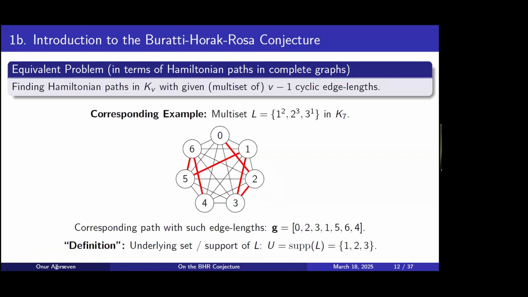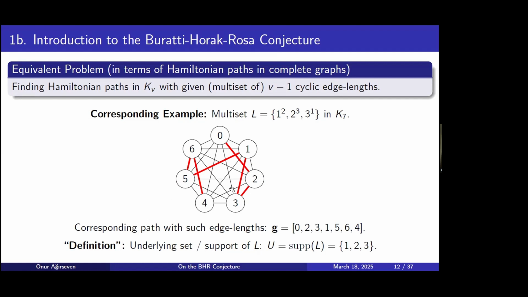Moving on to the view that is more important from the graph theory perspective, this is the view where we think of it as finding Hamiltonian paths in the complete graph, with a given multiset of v minus 1 cyclic edge lengths. Cyclic edge length again ensures that from 1 to 5, I see this as an edge length of 3, not 4. And the path that we were describing moments ago, going around in either the cycle or the circle, we are now thinking of as paths within the graph, but of course, it's an equivalent problem.